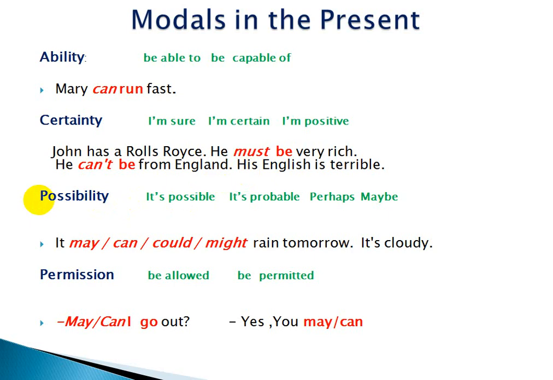Possibility can be expressed differently by using different modal verbs like may, can, could, or might. For example, it might rain tomorrow. It's cloudy. It can rain tomorrow. It could, or it might rain tomorrow. It means it's possible, it's probable, perhaps, or maybe.